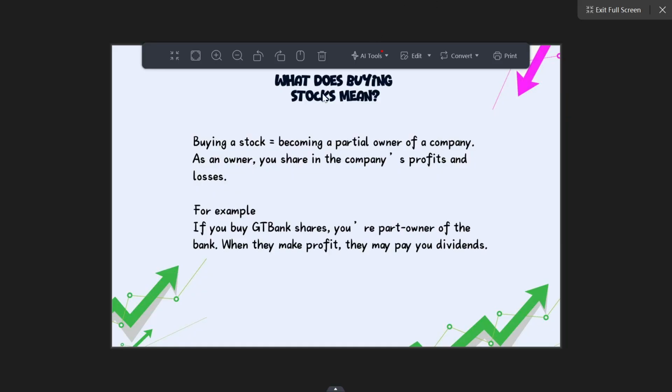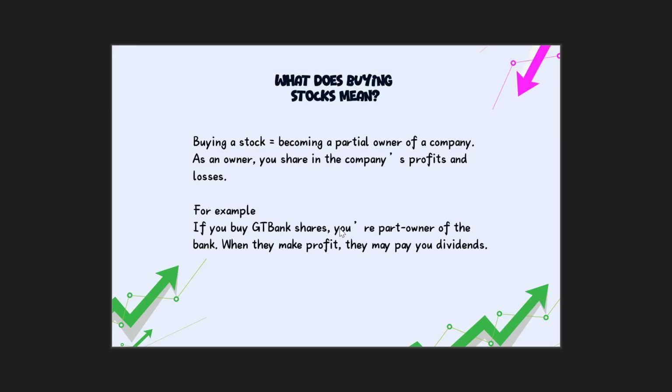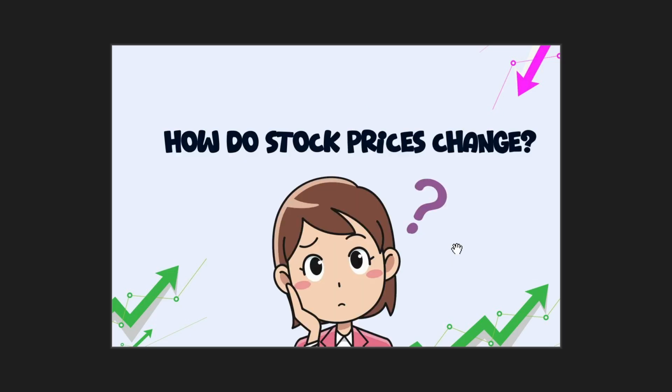So for example, if you buy GT Bank shares, you are a part owner of the bank. When they make profits, they will pay you dividends, and if they make losses, you will share in those losses. I'm not here to sweet-talk anything for you. When they fail, you fail. Your money vanishes. When they do well, your money does well also.